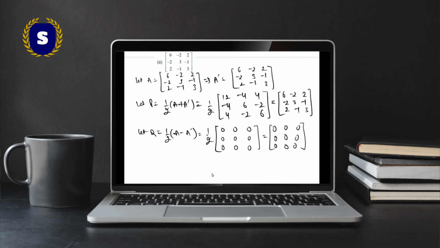And we can easily see that P plus Q is equal to A, or we can write it down as A is equal to 6, minus 2, 2, minus 2, 3, minus 1, 2, minus 1, 3, plus 0, 0, 0, 0, 0, 0, where this is P and this is Q, right? Let us solve the next part.